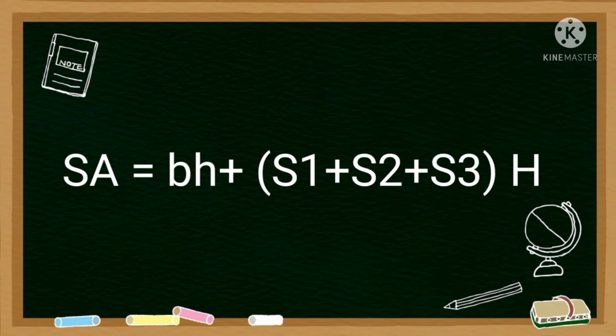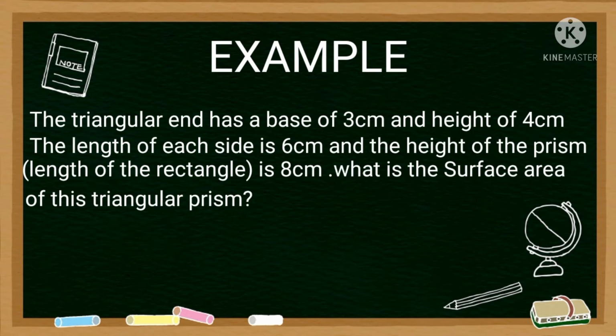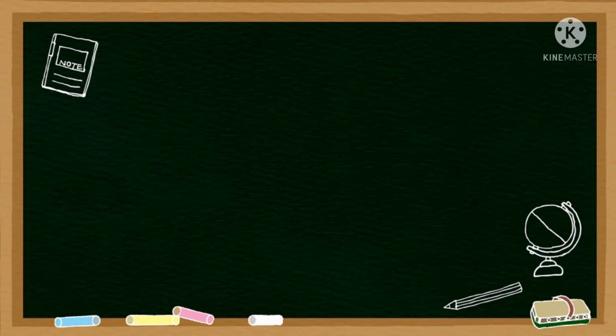Now let's look at an example. The triangular end has a base of 3 cm and height of 4 cm. The length of each side is 6 cm and the height of the prism, which is the length of the rectangle, is 8 cm. What is the surface area of this triangular prism?